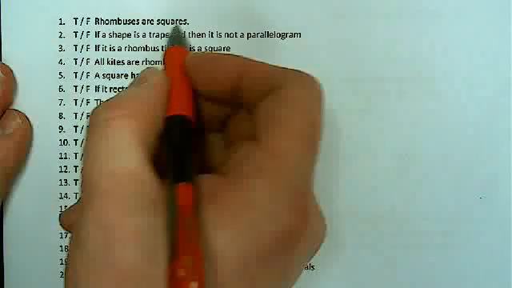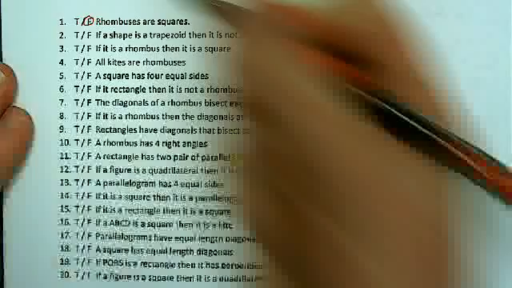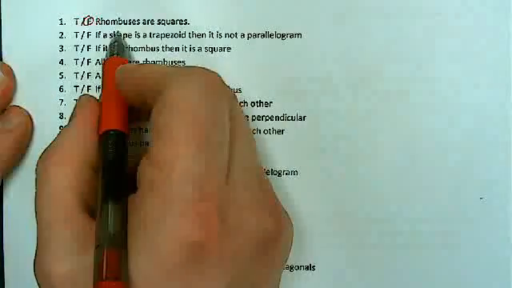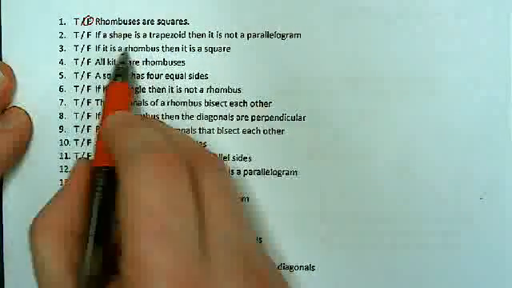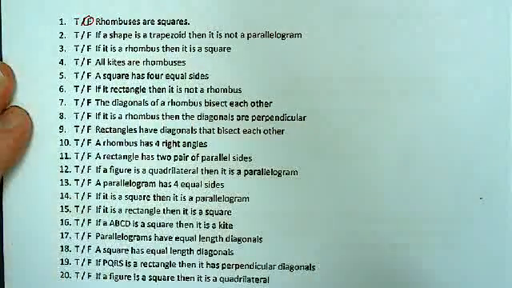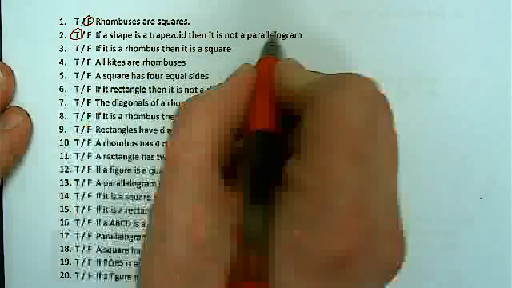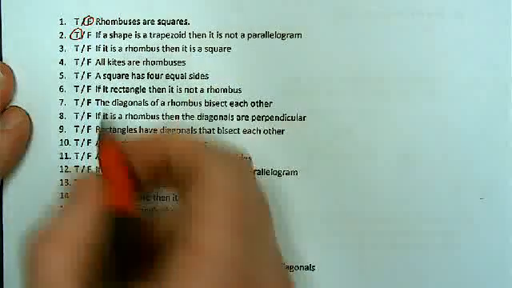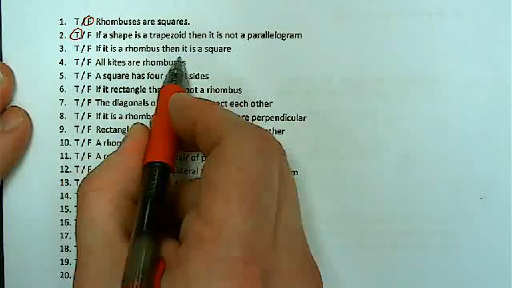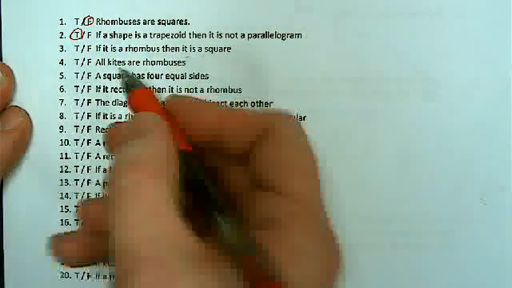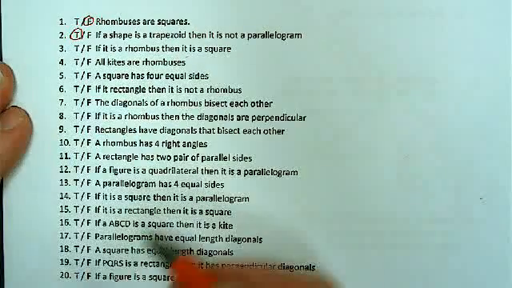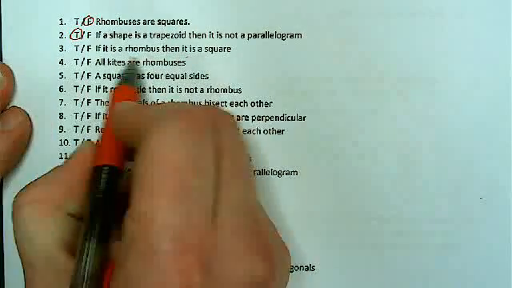Rhombuses are squares. False. That's the other way around. Squares are rhombuses, but not all rhombuses are squares. If a shape is a trapezoid, then it is not a parallelogram. True. Remember, trapezoids have exactly one pair, parallelograms have exactly two. If it is a rhombus, then it is a square. This is actually the same statement as above, which says that rhombuses are squares. This is the same, and it also is false.